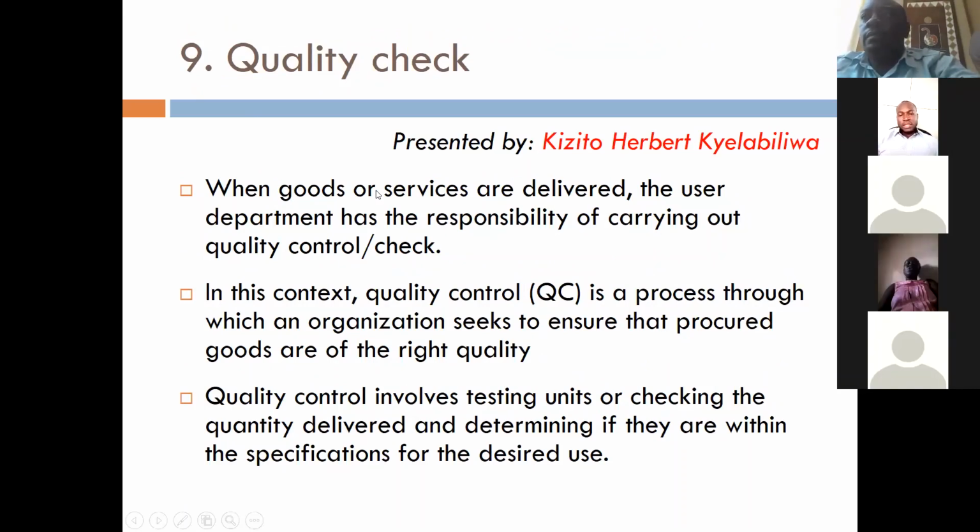Yes, quality check is also another responsibility of the user department, and it is normally done whenever goods or services are delivered. This could also be called quality control, which basically concentrates on ensuring that goods that are delivered are of the right quality. Quality control also looks at making sure that all the goods that are delivered are of the right quantity and with the right specifications for the desired use of the institution.